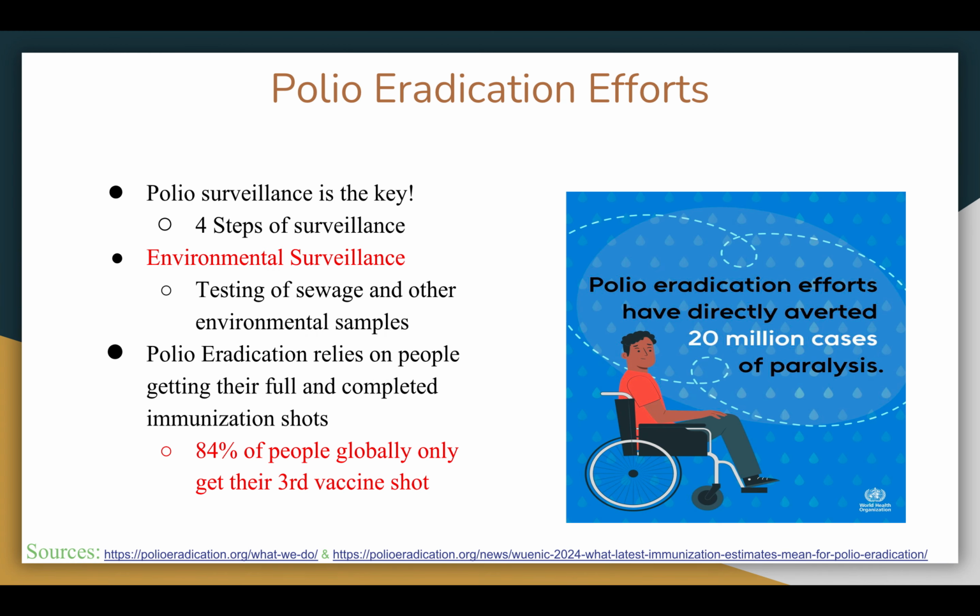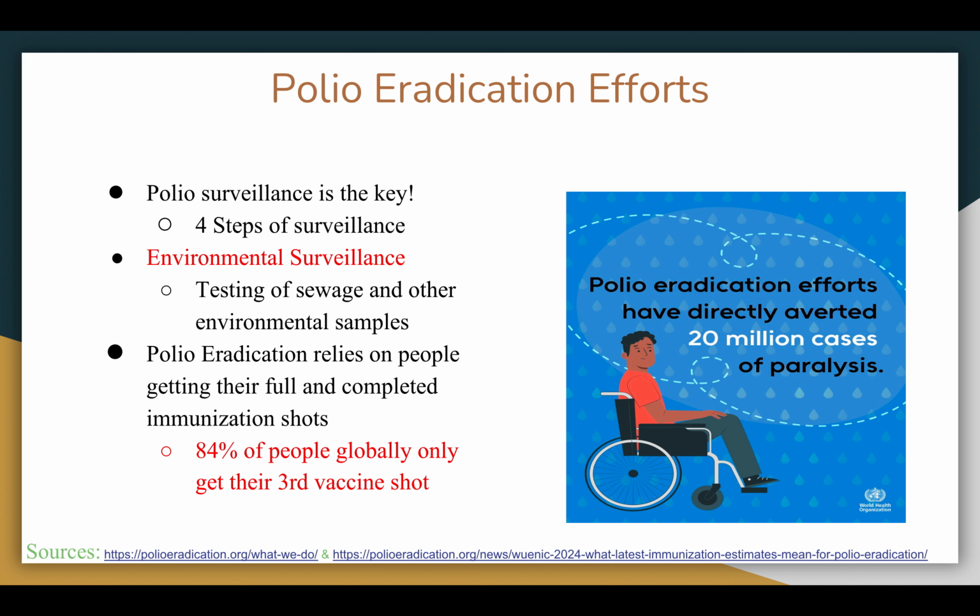For the eradication efforts, there's a surveillance system which helps identify new cases and detects any circulation of polio. The 4 steps to it are finding and reporting children who have acute flaccid paralysis, transporting stool samples for analysis, isolating and identifying poliovirus in the lab. The 4th one is mapping the virus to determine the origin of the virus strain. Another method is environmental surveillance, which is to test sewage and environmental samples for polio. They often confirm wild poliovirus infections in the absence of cases of paralysis.